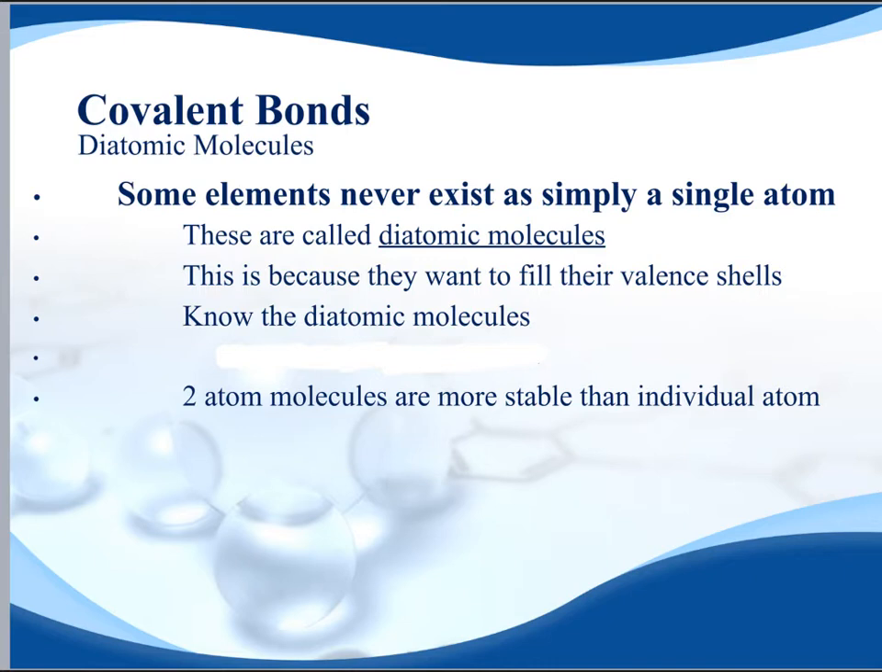Some elements actually do not exist as simply a single atom, and we're going to see a few of them here. They are all going to be nonmetals. We call these diatomic molecules, so they don't exist as just a single atom of that element. They're always bonded to themselves. This is because they want to fill their valence shells. There's a list here of diatomic molecules. You will need to know these. If they are an element, they always come bound to themselves.